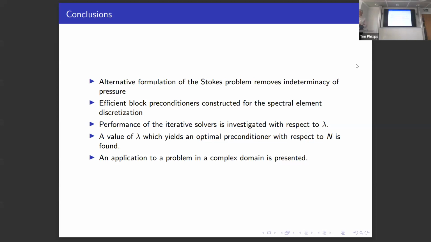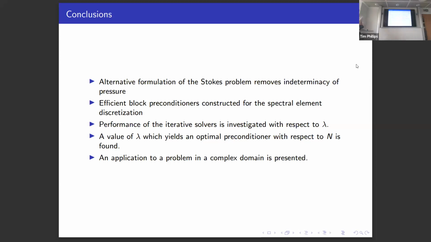We've seen that there is a value of lambda which does lead to an optimal preconditioner, but we've also shown that if you choose lambda within a reasonable neighborhood of that critical value, then there is not a significant deterioration in the performance of the iterative methods. And shown that the spectral method is applicable to problems in more complicated geometries.